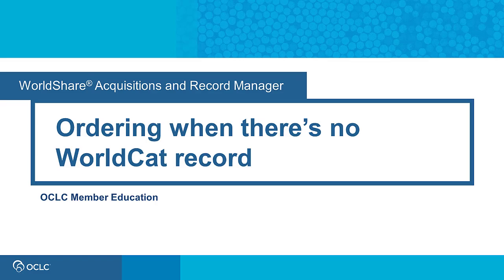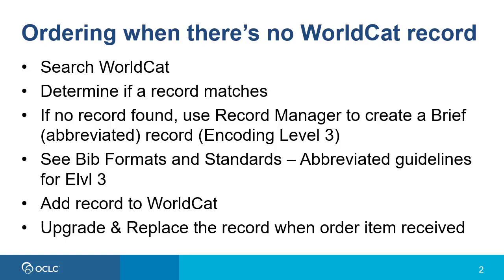In this video, you'll see what to do if you need to place an order in WorldShare Acquisitions for an item when there is no record in WorldCat. So the first step is to do a thorough search for the item in WorldCat. If you find a record, you'll need to determine if it's a match.